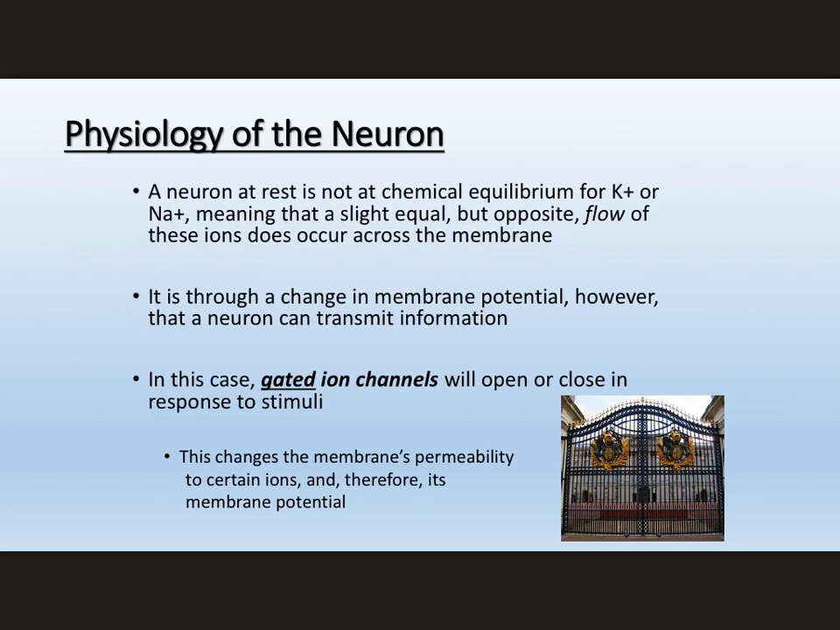So the question becomes, how does a neuron become activated? How does a neuron transfer a message? There's always some flow of ions across the membrane, but in order to activate a neuron, we need a change in membrane potential. That's how we transmit information or activate a neuron. And for that, we need those gated ion channels.